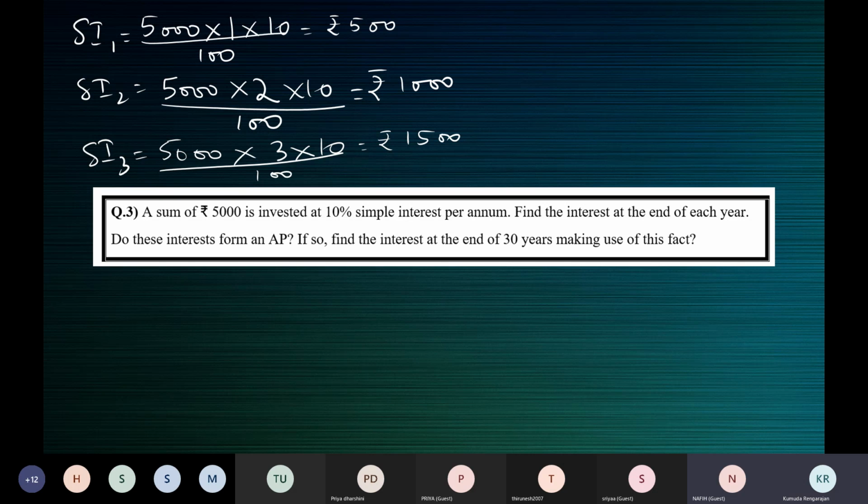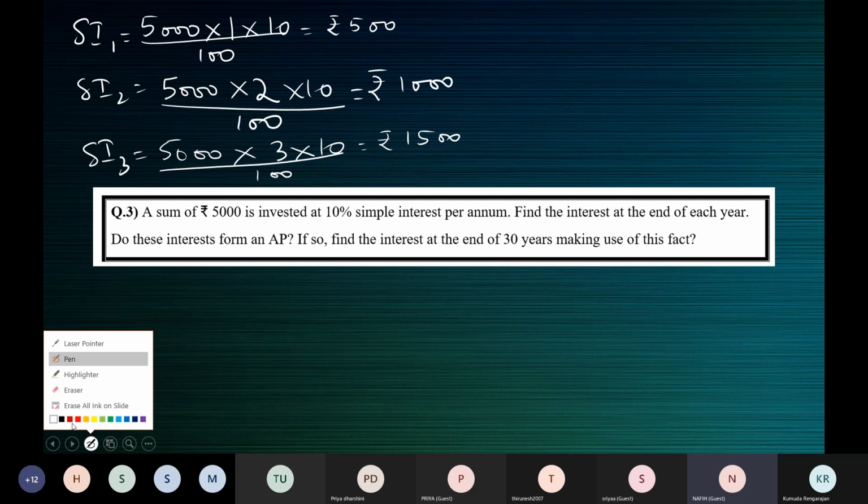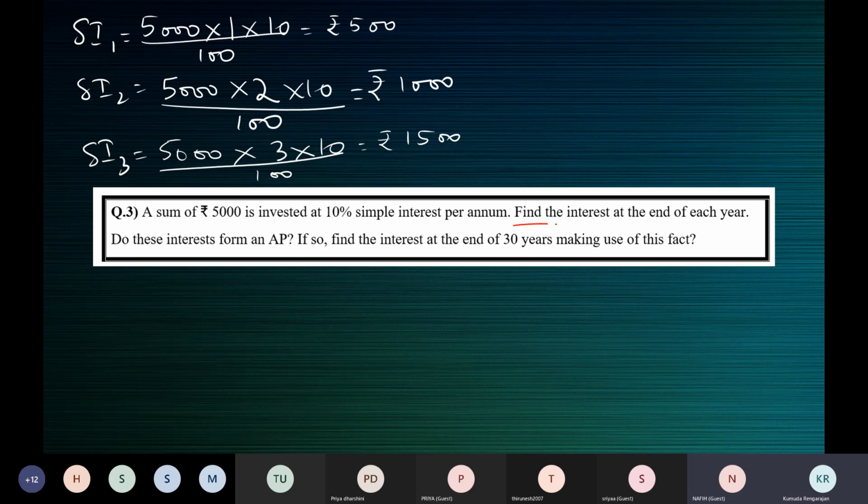Okay, so we are answering the question, children. Find the interest at the end of each year. So we found SI1, the interest at the end of the first year, second year, and third year. Do these interests form an AP? 500, 1,000, 1,500. Yes, it forms an AP. These numbers do form an AP. Find the interest at the end of 30 years making use of this fact.